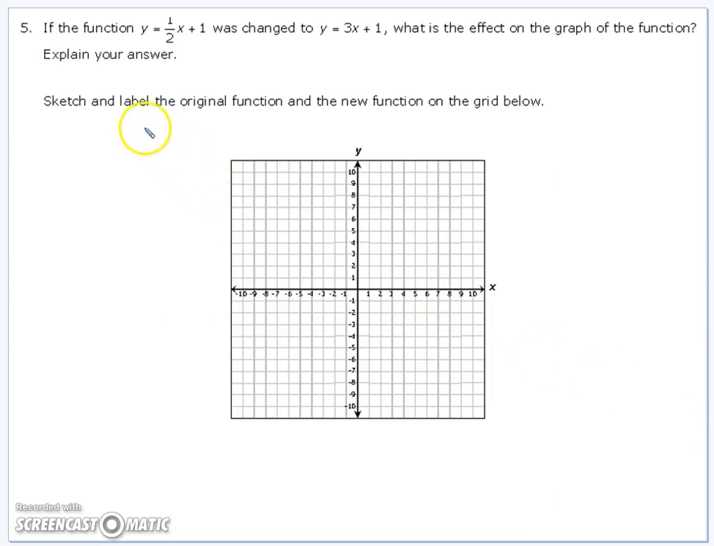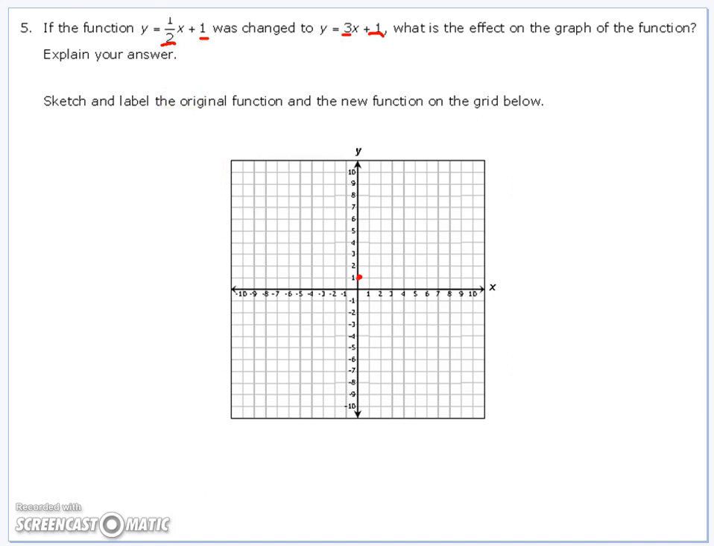Alright, finally, let's look at this one. If the function y equals 1/2 x plus 1 was changed to y equals 3x plus 1, what was the effect on the graph of the function? So look at what's changed here. You had an m that was 1/2, it's now 3. You had a y-intercept that was 1, it's still 1. It didn't change.